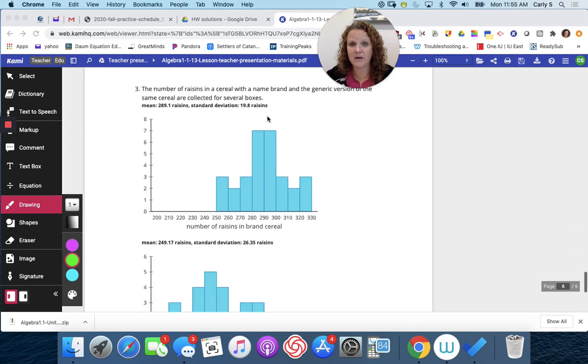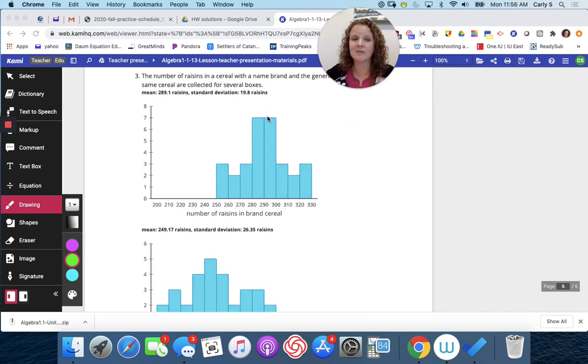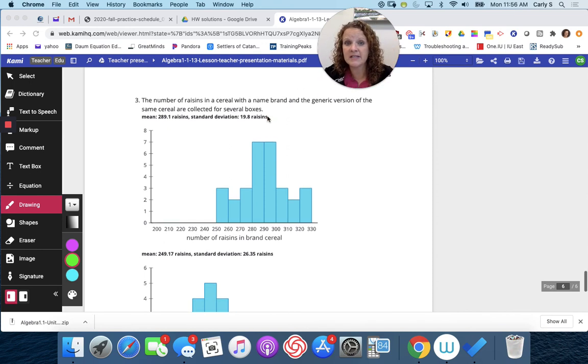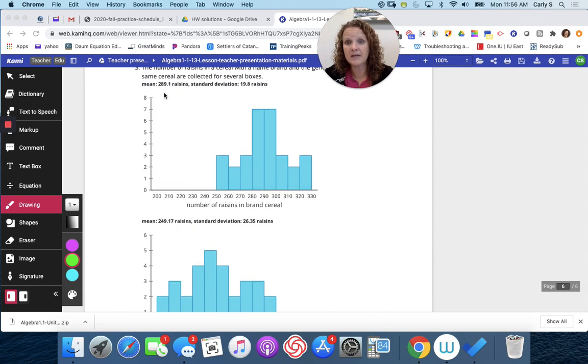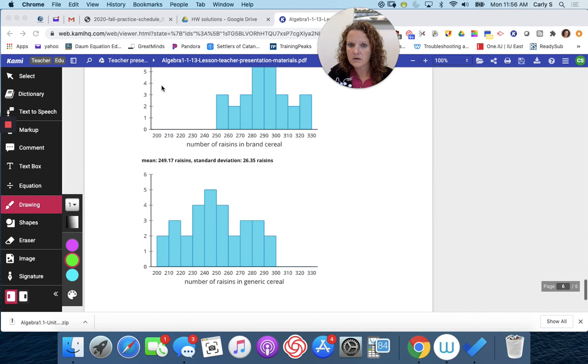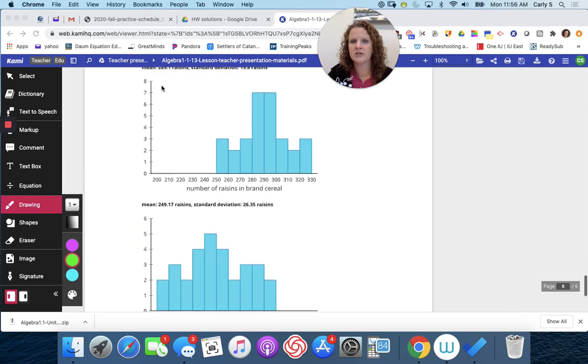All right, last one, okay? I'm not going to write everything out this time. You can always push pause and rewind if I've said something confusing. But the number of raisins in a cereal with a name brand and the generic version of the same cereal are collected for several boxes. So our mean means that it's the average number of raisins in a cereal box, right? Average number of raisins in the cereal box for name brand versus generic. Yep, so the first one is name brand, the second one is generic.